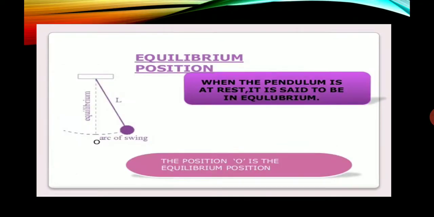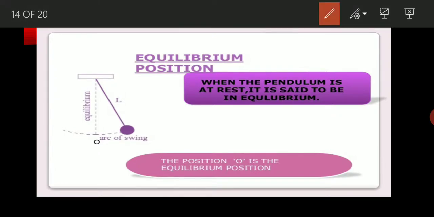Clear? Now, equilibrium position. What is equilibrium position? When the pendulum is at rest, it is said to be in equilibrium. Equilibrium position means when the pendulum is held at position O. When it is at rest, it will be at the position O. So the position O is known as its equilibrium position, and the pendulum is said to be in equilibrium. Clear? When it starts to move, it makes an arc-like structure. The position O is the equilibrium here, and when it starts to move, it shows oscillation.